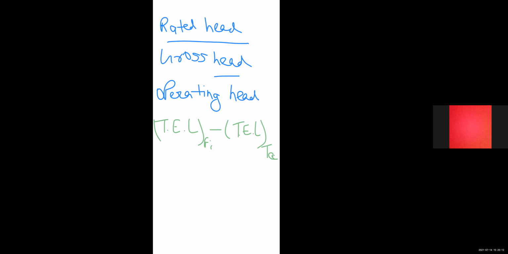Next head is the net head or effective head. Net head or effective head is the net head applied to the turbine and is given by the difference of head at the point of entry and exit of the turbine, and includes the respective velocity and pressure head at both places. This is the net head.